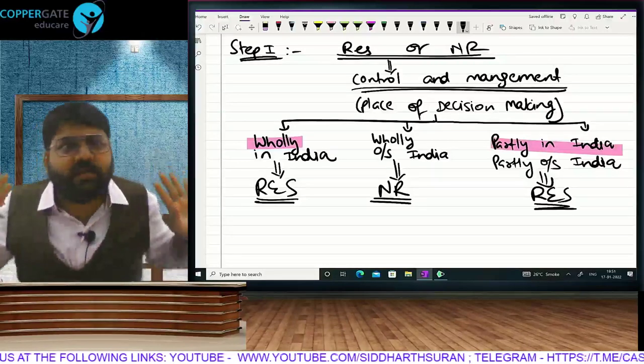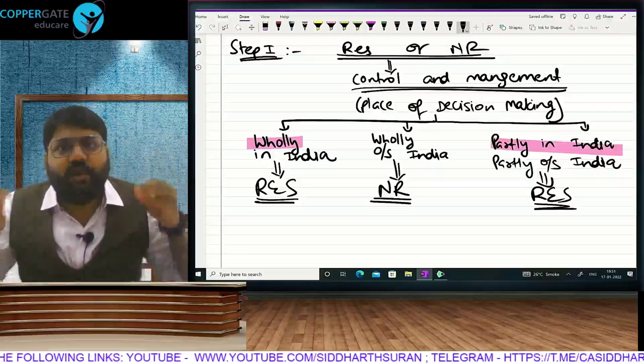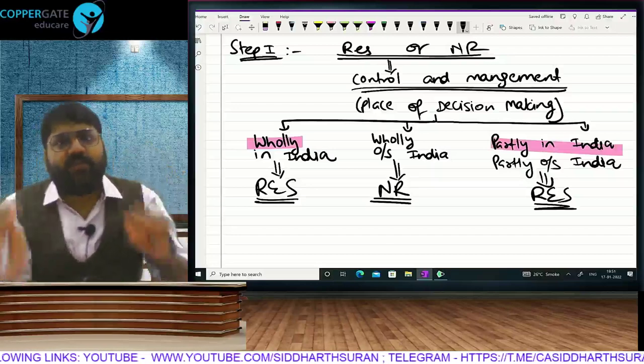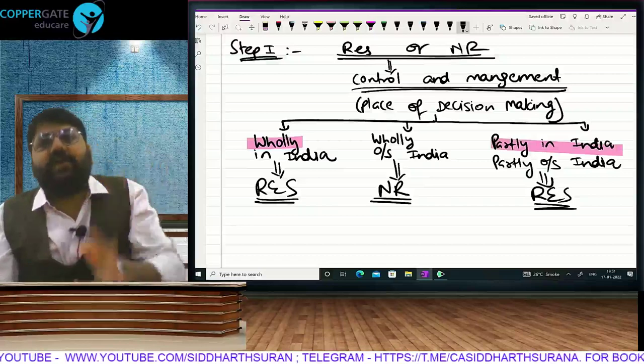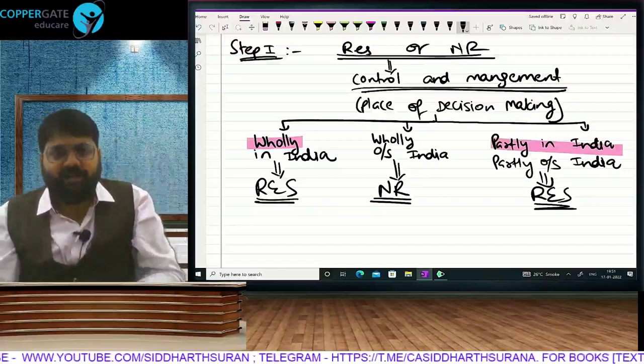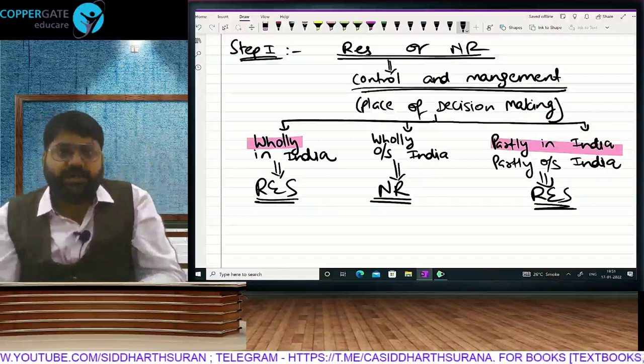So you don't have to check anything. Okay, step one is over. There is no exception, no 60, no 365, no 182, nothing. One decision also in India, you are a resident. HUF over, finished, khatam, tata, bye bye. A very good question.